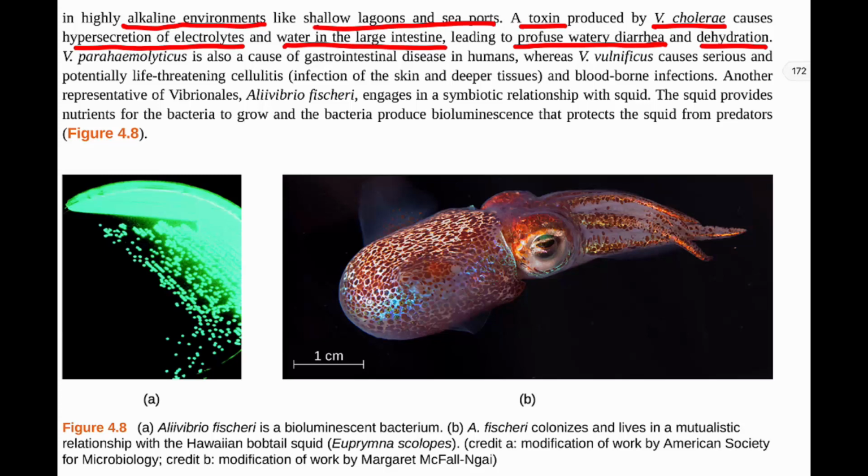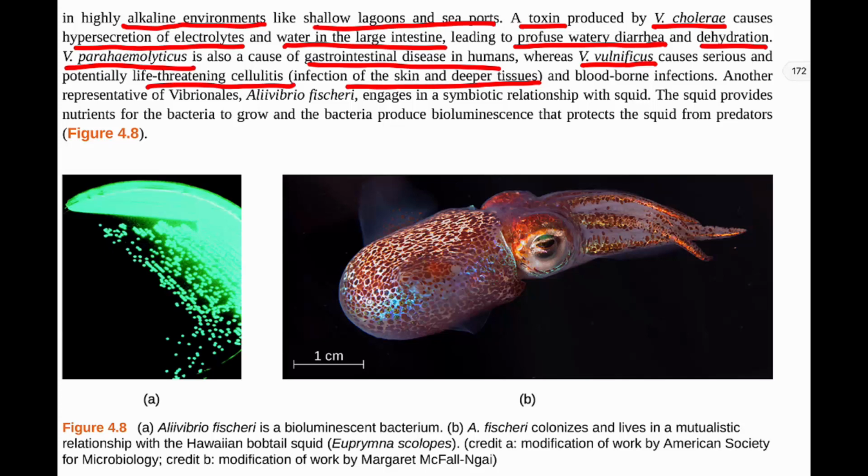V. parahaemolyticus is also a cause of gastrointestinal disease in humans, whereas V. vulnificus causes serious and potentially life-threatening cellulitis, which is an infection of the skin and deeper tissues. It's an inflammation of the skin's connective tissue, and it can also cause bloodborne infections.